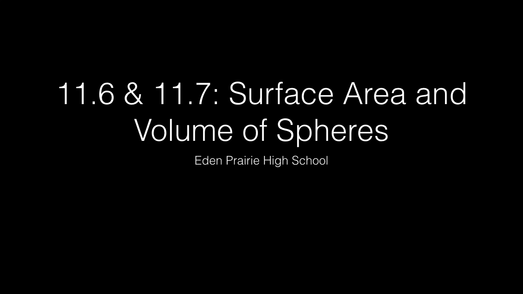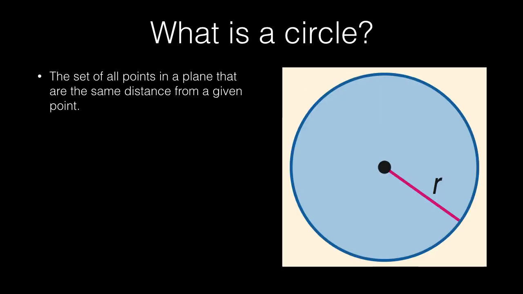Section 11.6 and 11.7 deal with spheres, surface area, and volume. So first we'll dig into a little bit more vocabulary. We have a pretty clear definition of a circle. It's the set of all points in a plane that are the same distance away from a given point. That distance, of course, is the radius.